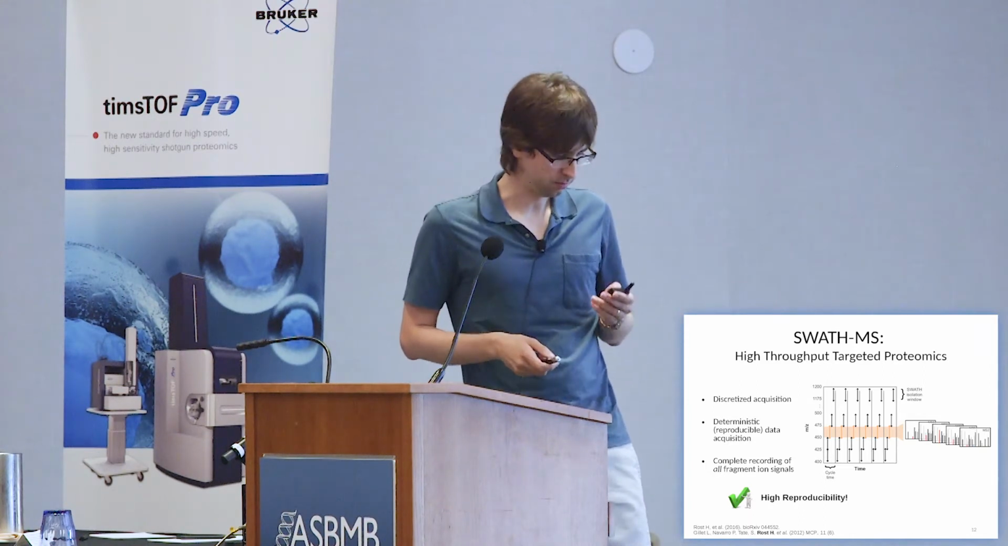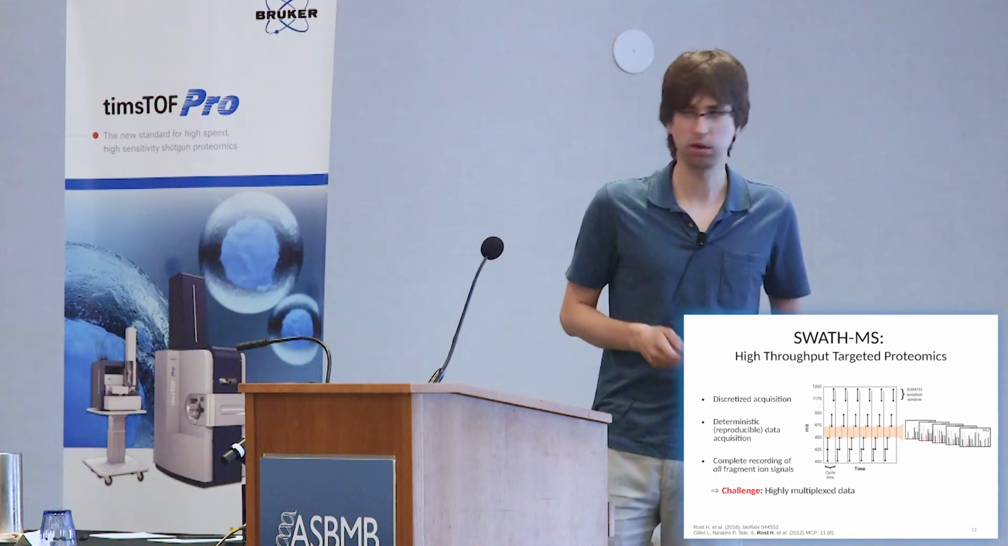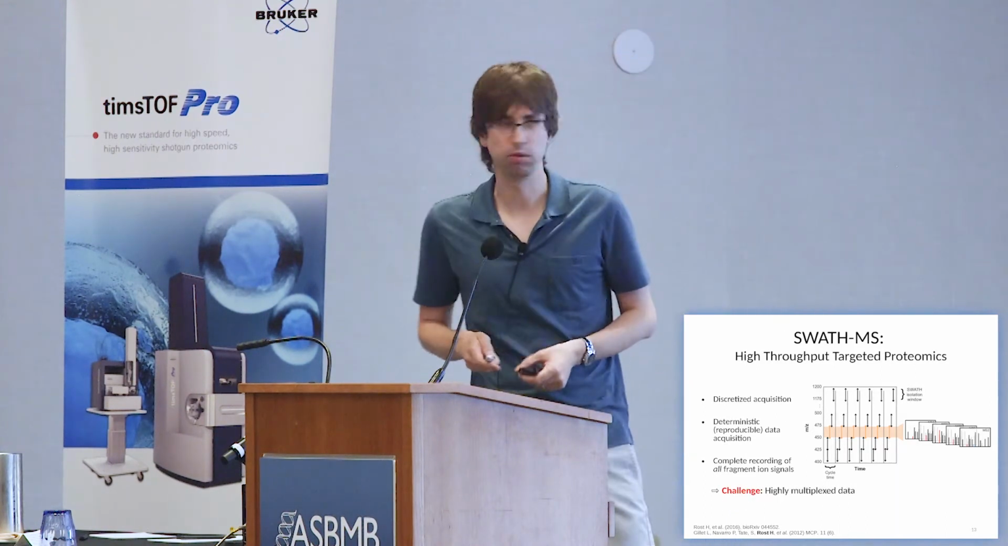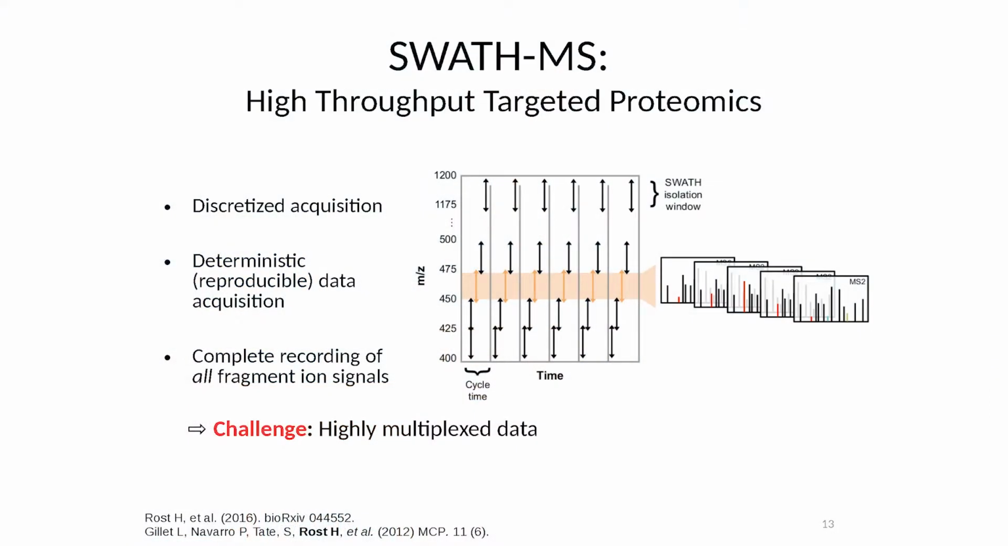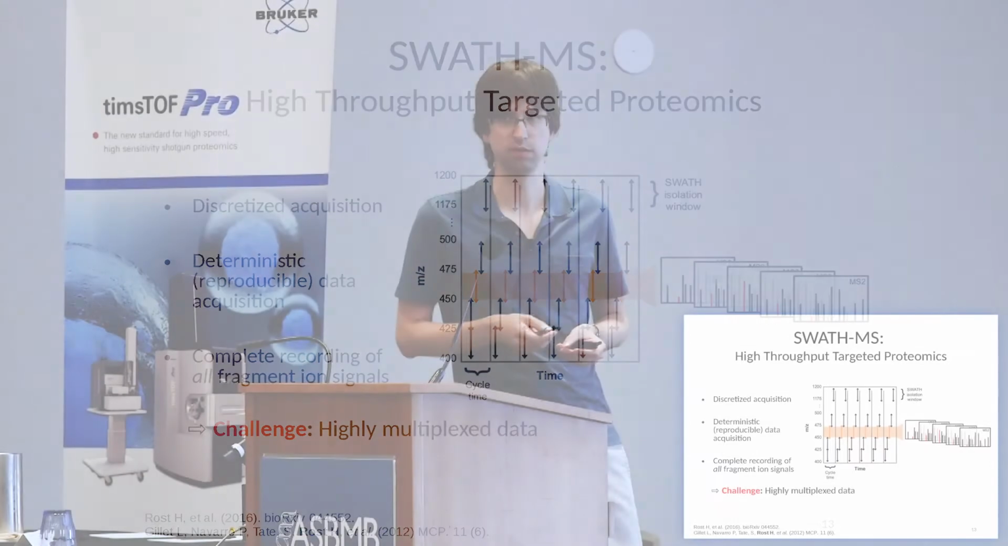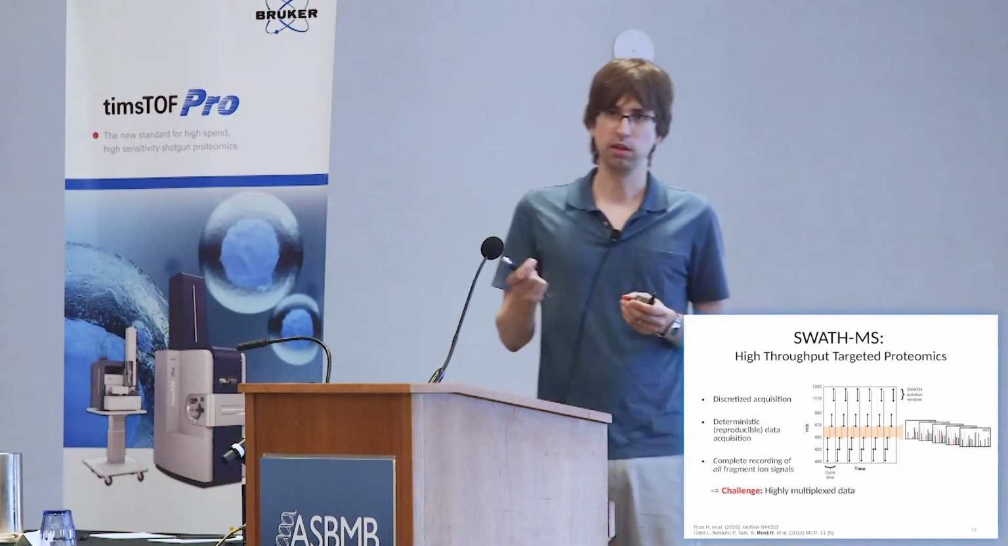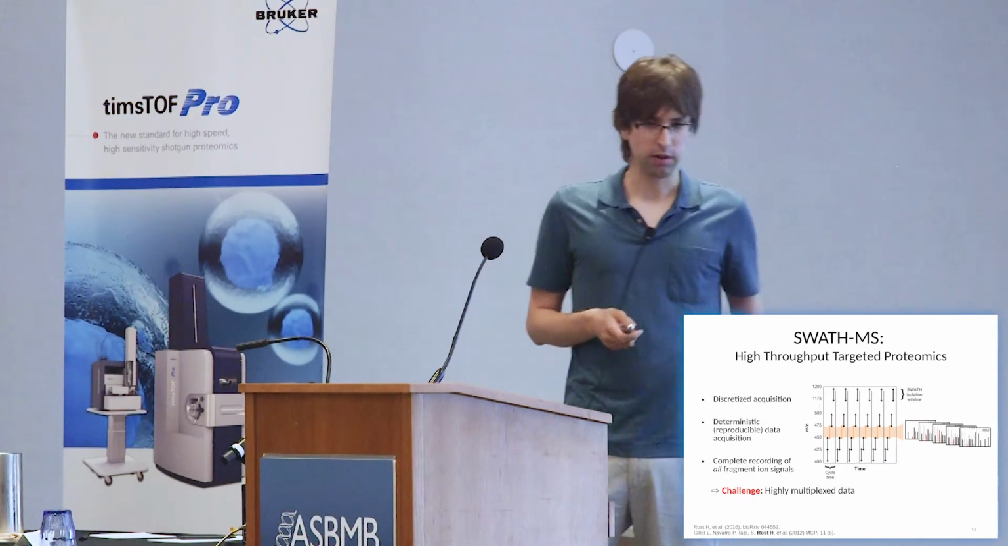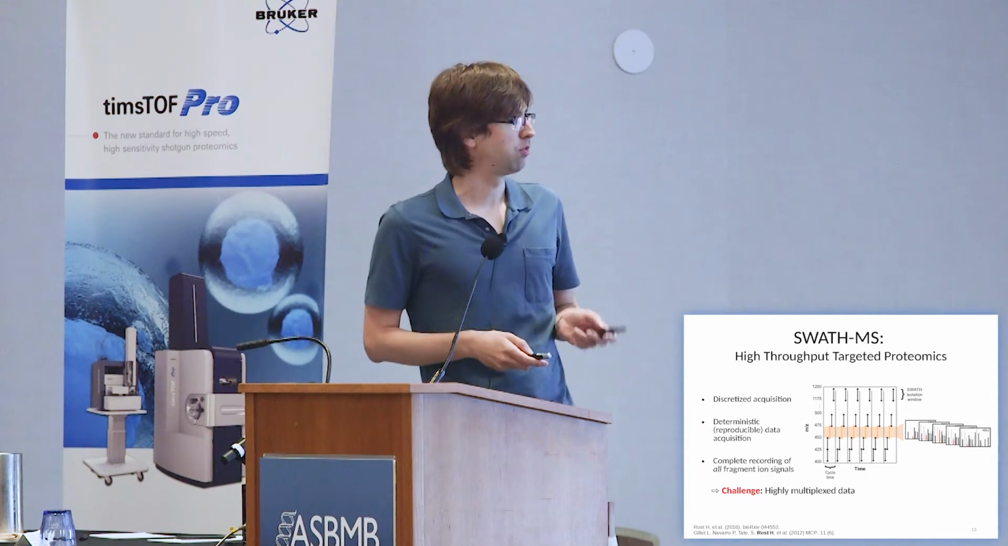And this really leads us to believe that this is the key to solving this problem of reproducibility in shotgun mass spectrometry. However, there is of course one big challenge with this approach, namely that now our LC-MS-MS spectra are much more complex because we are actually multiplexing the fragmentation patterns of multiple precursors in a single MS-MS fragment spectrum.